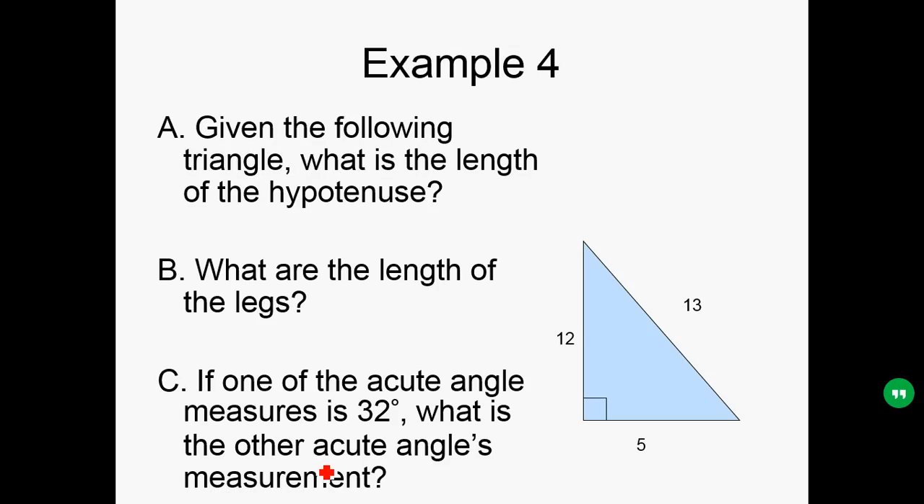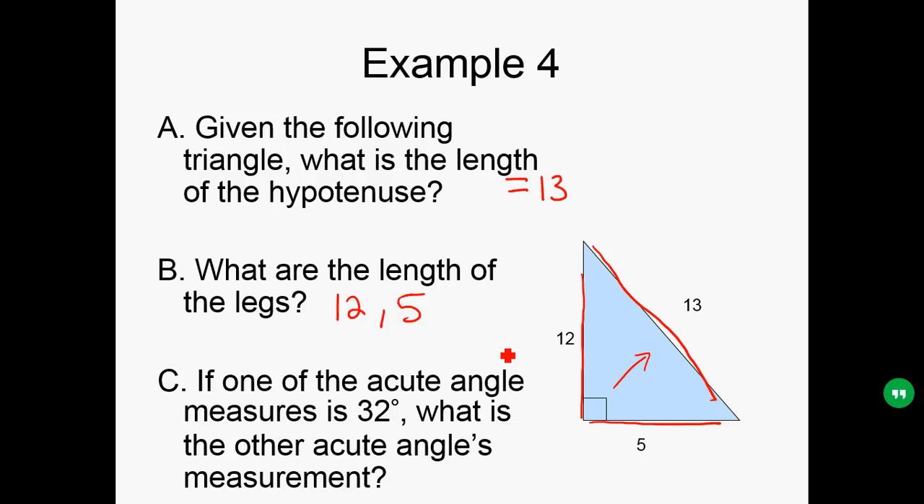Given the following triangle, what is the length of the hypotenuse? Now this is a right triangle. On a right triangle, the two sides that make up the 90-degree angle are called the legs. The side opposite the 90-degree angle is called your hypotenuse. So given the following triangle, what is the length of the hypotenuse? Well, that would equal 13. What are the lengths of the legs? The legs are 12 and 5.